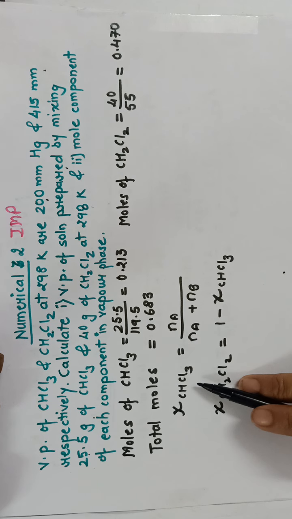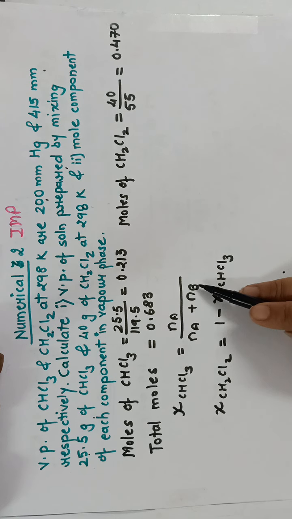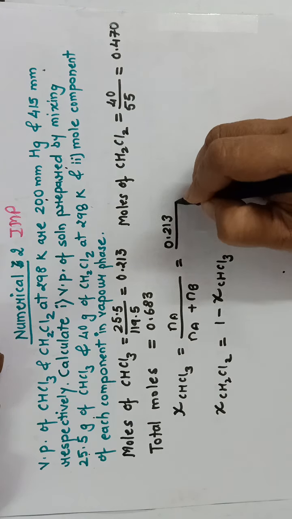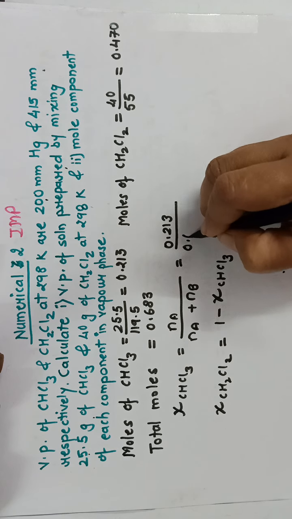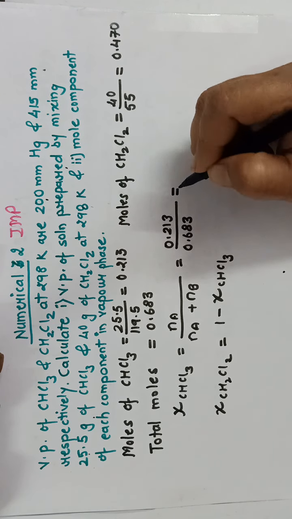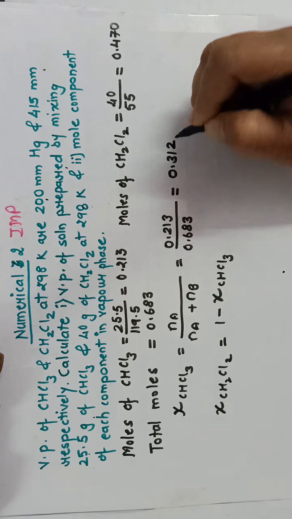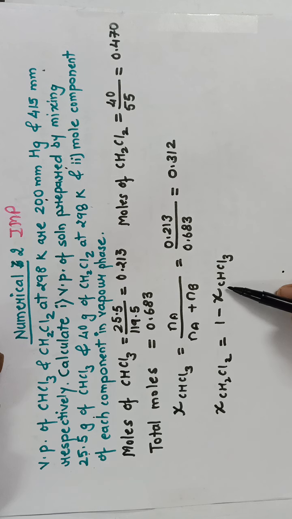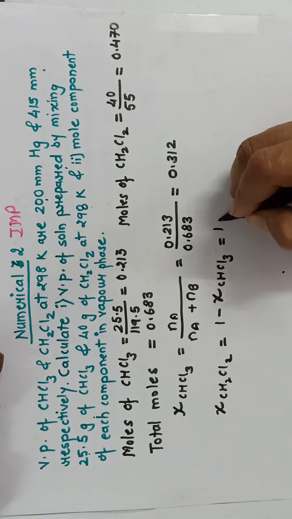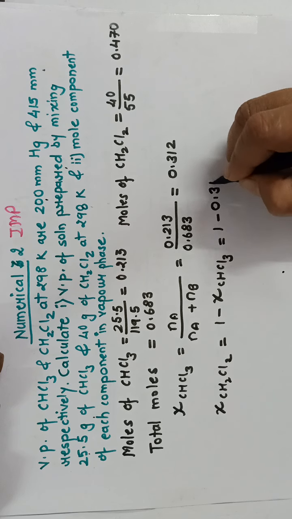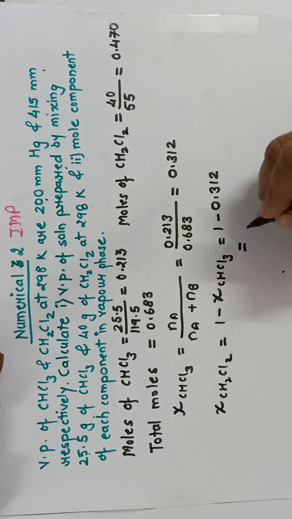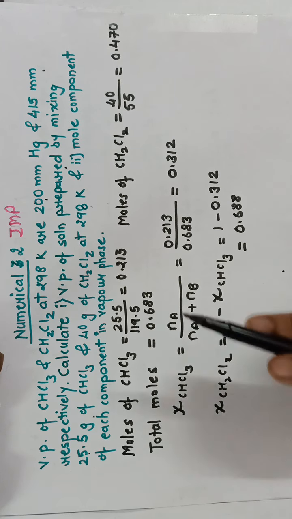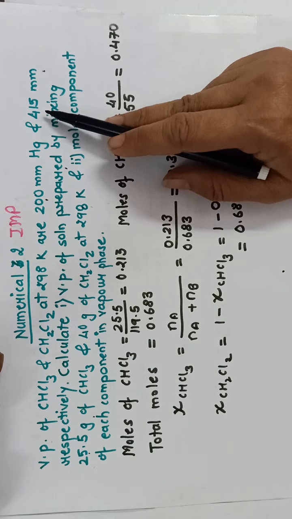Let us calculate the mole fraction of chloroform, that is Na upon Na plus Nb. Number of moles of chloroform 0.213 upon total moles 0.683. We get 0.312. Mole fraction of dichloroethane can be calculated by the formula 1 minus Xa. So this becomes 1 minus 0.312 and we get 0.688.